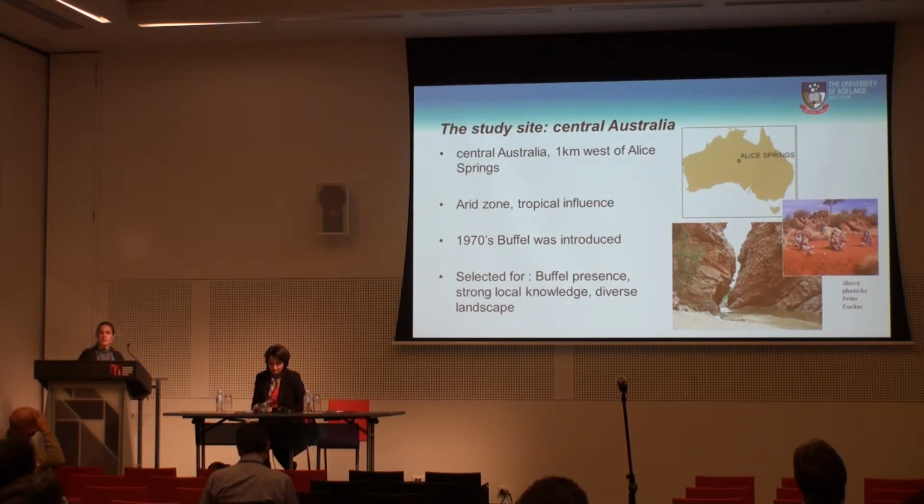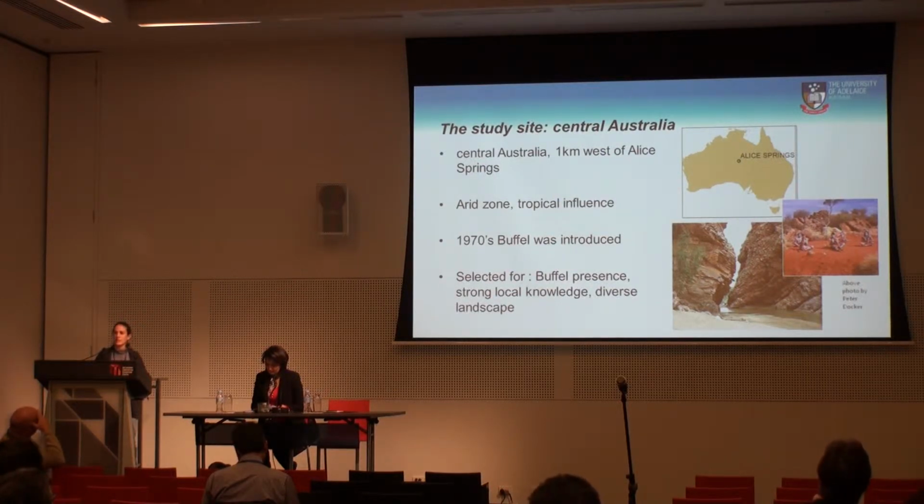The area selected to run this trial is Central Australia, just west of Alice Springs. As you can see in the picture, this is an arid area with a slight tropical influence, producing lots of summer rains, which buffel grass really responds to. It was introduced into the area in the 1970s as erosion control. Alice Springs has lots of red dust that blows up around the airport, and it was a huge problem. And buffel grass is very successful in minimising that problem.